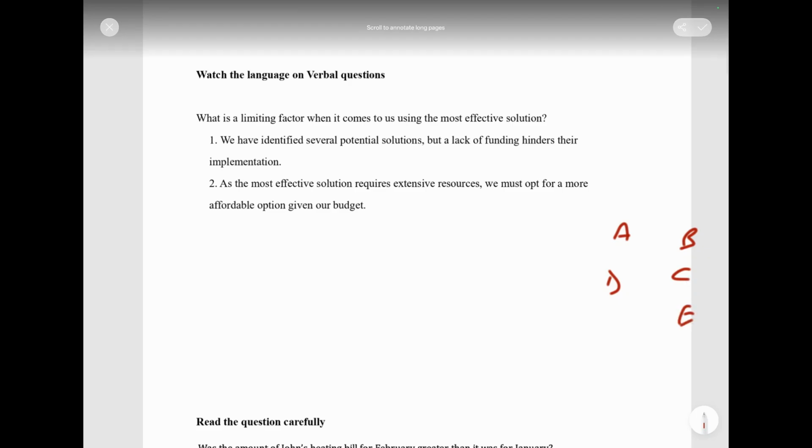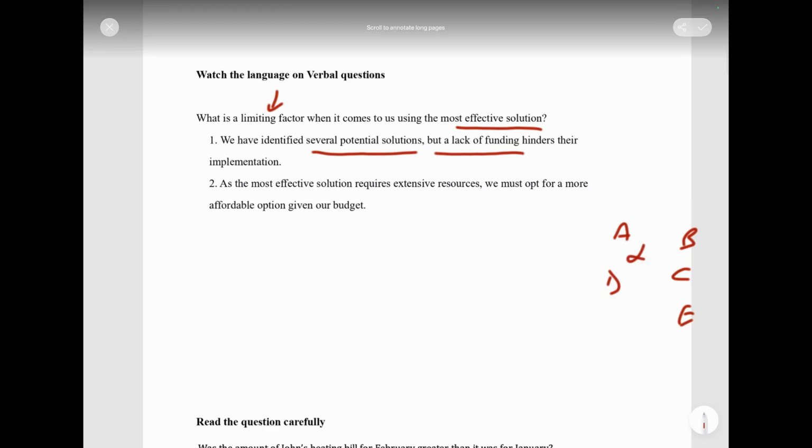We have identified several potential solutions, but a lack of funding hinders their implementation. And it's a tricky option because lack of funding definitely looks like a limiting factor. But the question is limiting factor for the most effective solution. Now, we have identified several solutions. I have no idea if one of them includes the most effective one. So while it looks very, very tempting, A will be out, which means D will also be out.